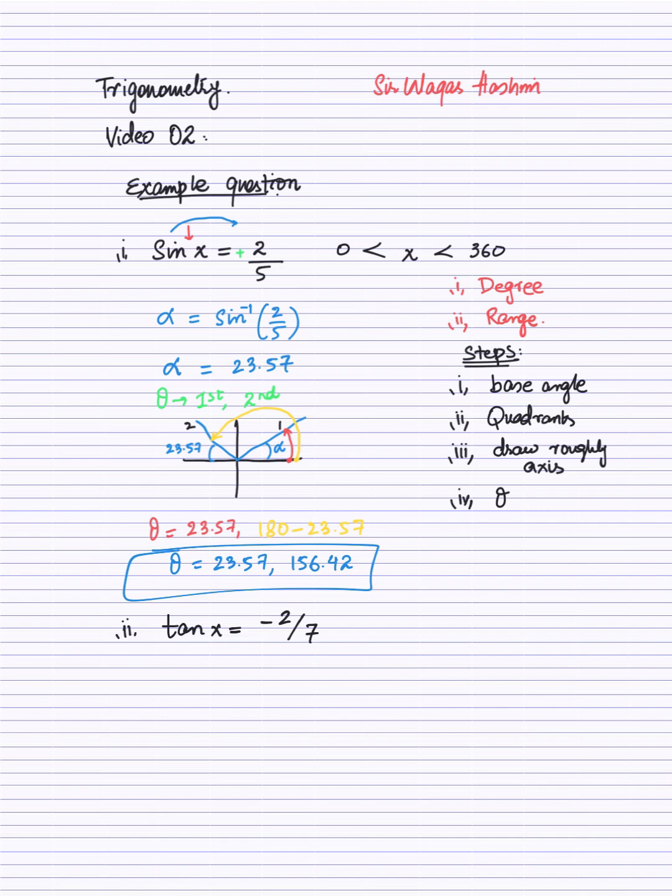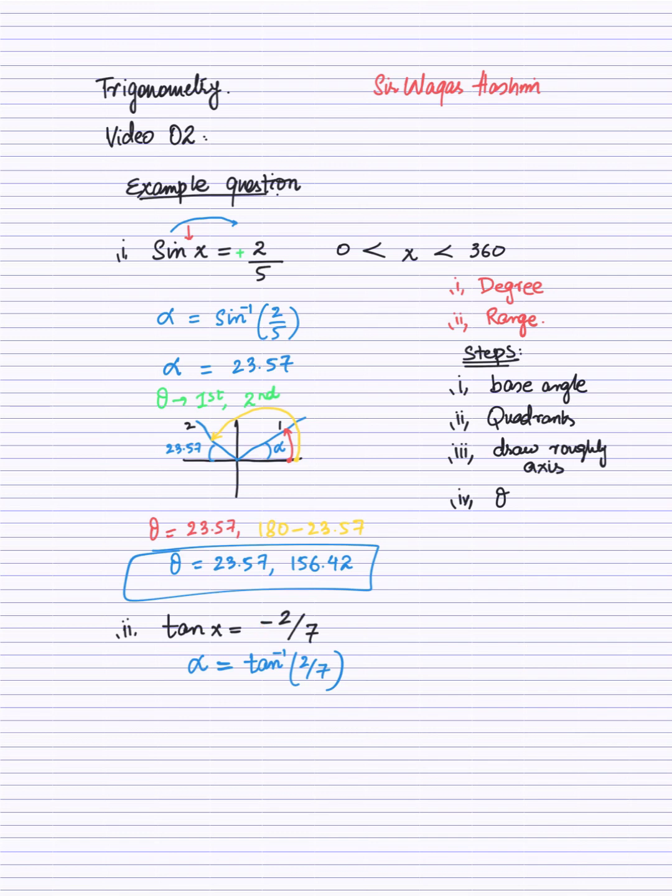Alright, so the steps that I mentioned earlier, I'm going to solve with the same steps. The first one is your base angle. So base angle is what? Base angle is tan inverse of 2 divided by 7. Keep in mind that we are not going to consider the negative sign with my base angle, because this negative sign is only for quadrants.